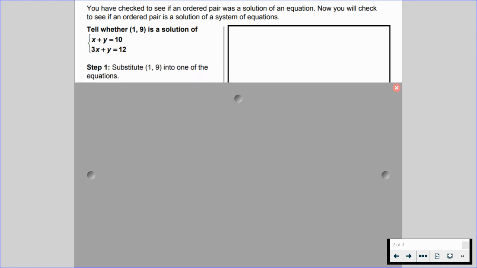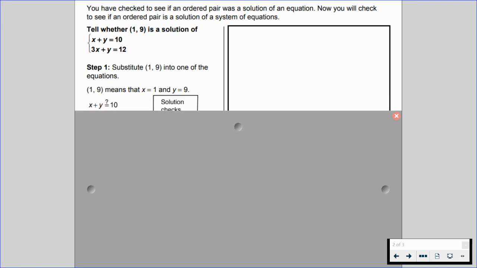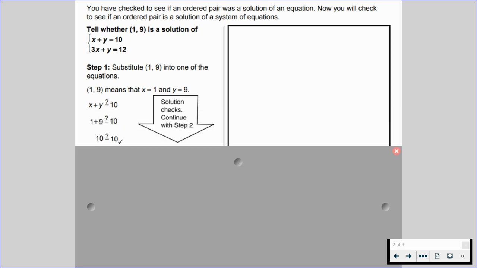So just like we would before, we're going to substitute (1, 9) into one of these equations. Just a reminder that x is going to be 1 and y is going to be 9. So we're going to substitute it in. We have x + y = 10. We have 1 + 9 = 10, and that is true. This checks out. It could be a solution to the system so far because it works for one of the equations. But in order for a coordinate point, an ordered pair, or just general values to be a solution to a system, it has to work for both equations. It so far works for the first equation, which is great, but now we have to verify that it works for 3x + y = 12.